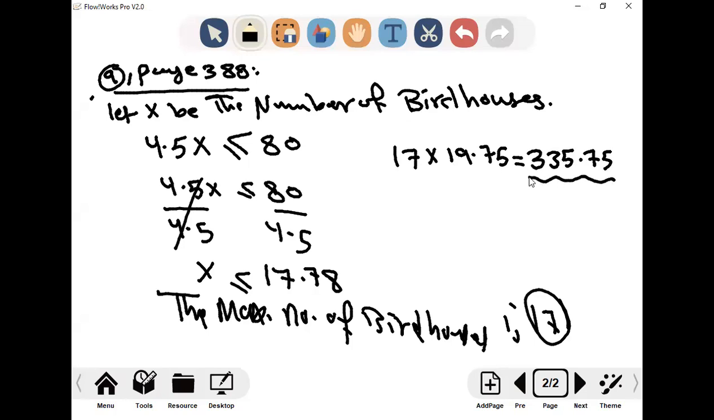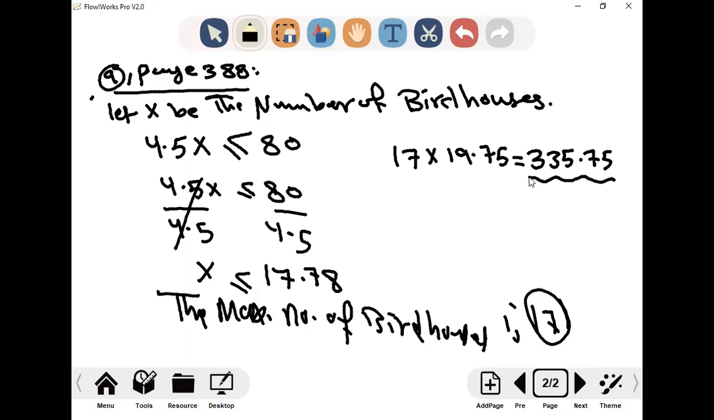Now, what's the answer? The answer is that the maximum number is 17. So the maximum money should be what? 335.75. Can he get more? No. So he can get 335.75 or less. Maybe he doesn't make 17; he may make 15 bird houses, or 13 bird houses. It's not required to be 17.